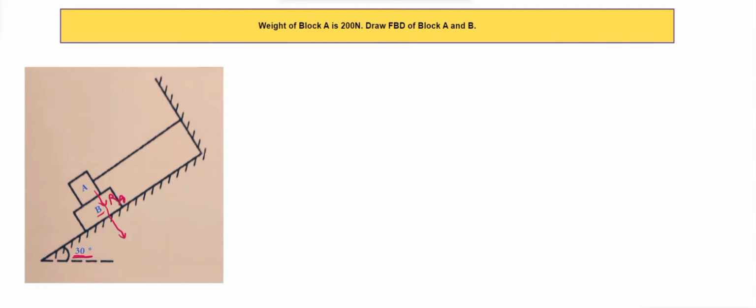Here it is inclined at an angle of 30 degrees, so we'll have to resolve the weight into two components. One, we'll show here as WB cos 30, and here it will be WB sin 30. Here it will be W, and the angle we'll show as 30 degrees. So we have resolved it into our two components. Then the reaction will be acting from B in the upward direction.